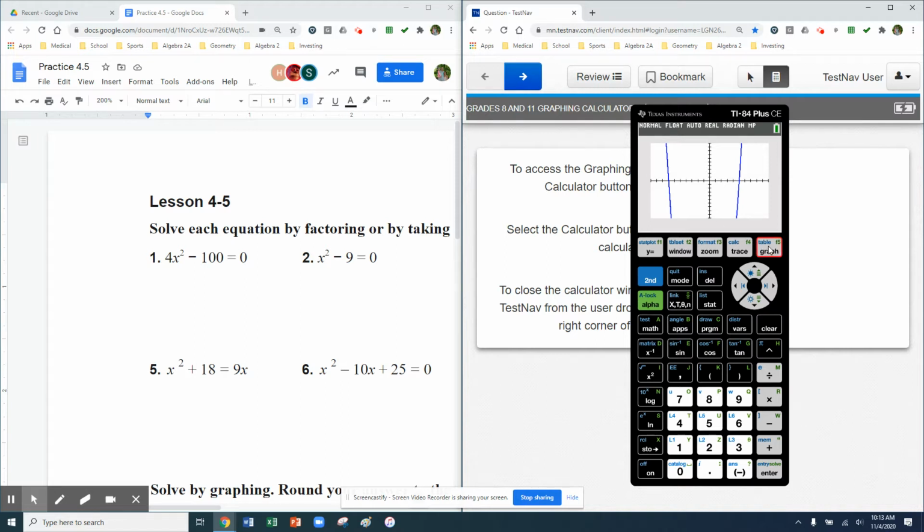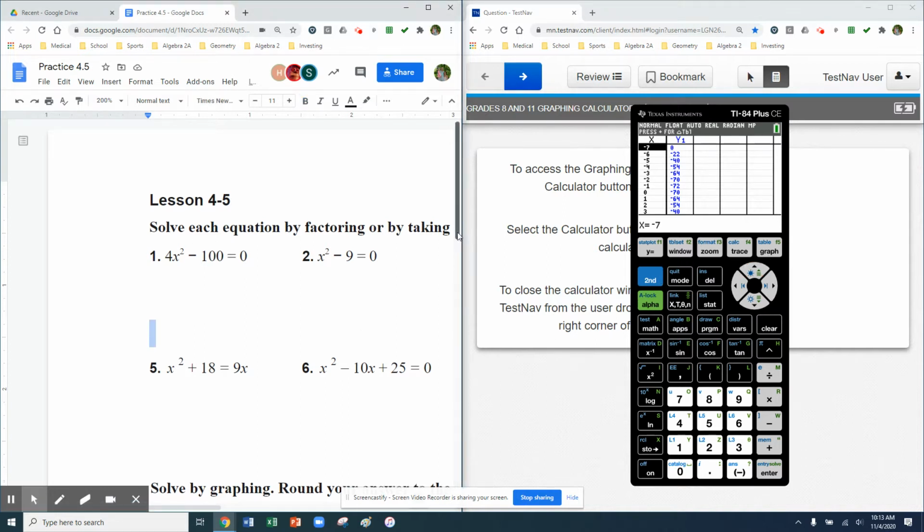If you hit second, table, you can go into your y over here and you can find where y is equal to 0. There's one of my solutions, 5. My second solution, I have to go up on the x's here. My second solution is at -7. So you can look in your table, where is my y equal to 0? Those are some basics you can do to solve by graphing.